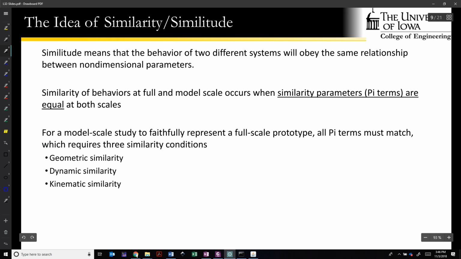Similitude simply means that the behavior of two systems will obey the same relationships between non-dimensional parameters. This idea that phi is going to remain the same. So this occurs when we match all of our pi terms, as we suggested we need to do in the last slide. And so for this reason, pi terms have another name. We call them similarity parameters. The idea then is that you will have a similarity of the behaviors when the similarity parameters are equal at two scales. So for this to happen requires three different similarity conditions: geometric similarity, dynamic similarity, and kinematic similarity.